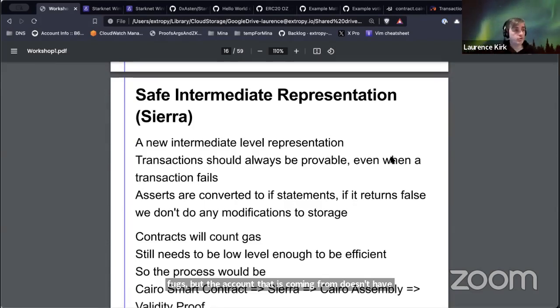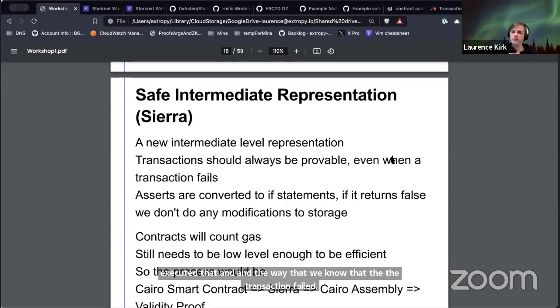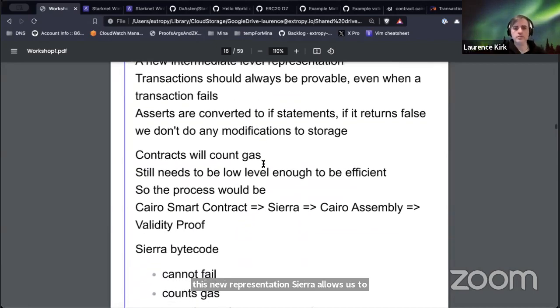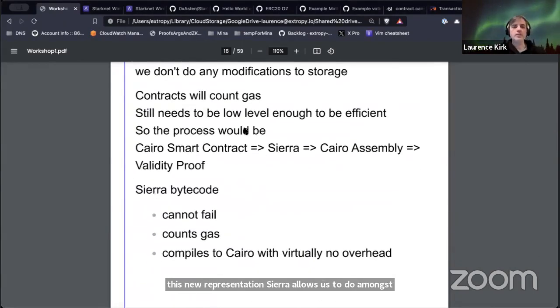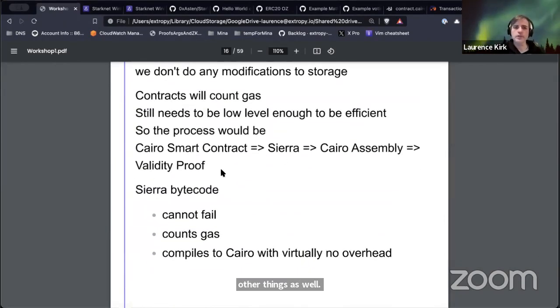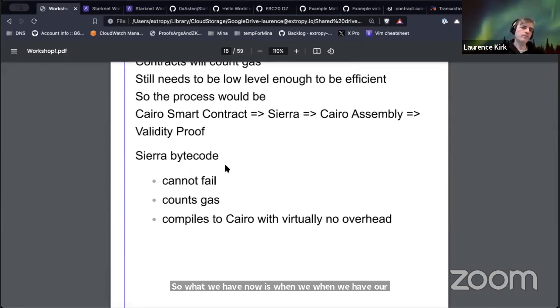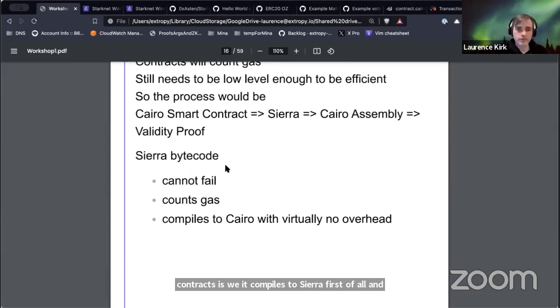But we still want a proof that that has been done correctly, that the way we checked that and the way we executed that and the way that we know that the transaction failed, that has all been done correctly. And this is what this new representation, Sierra, allows us to do, amongst other things as well. So what we have now is when we have our contracts, it compiles to Sierra first of all, and then to assembly, and then a proof can be created from this.